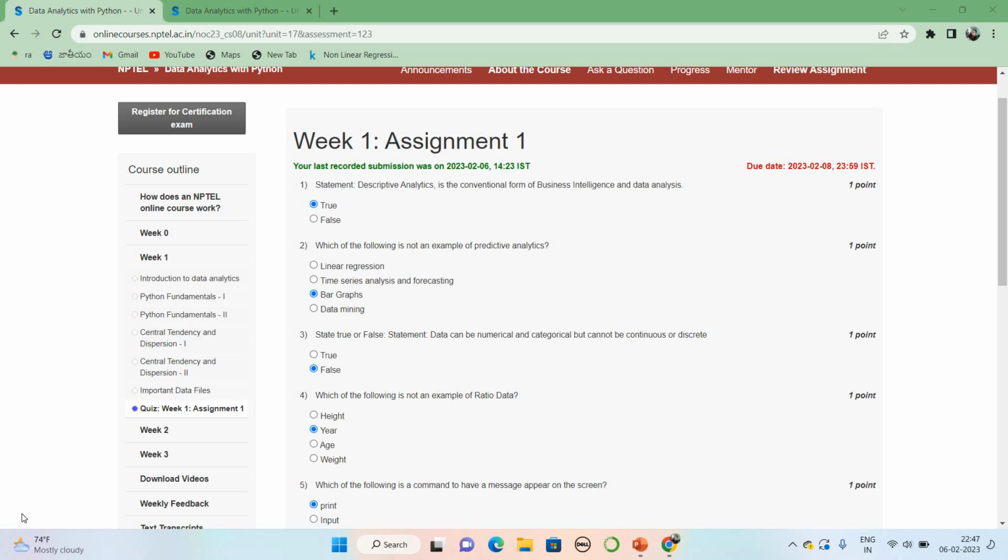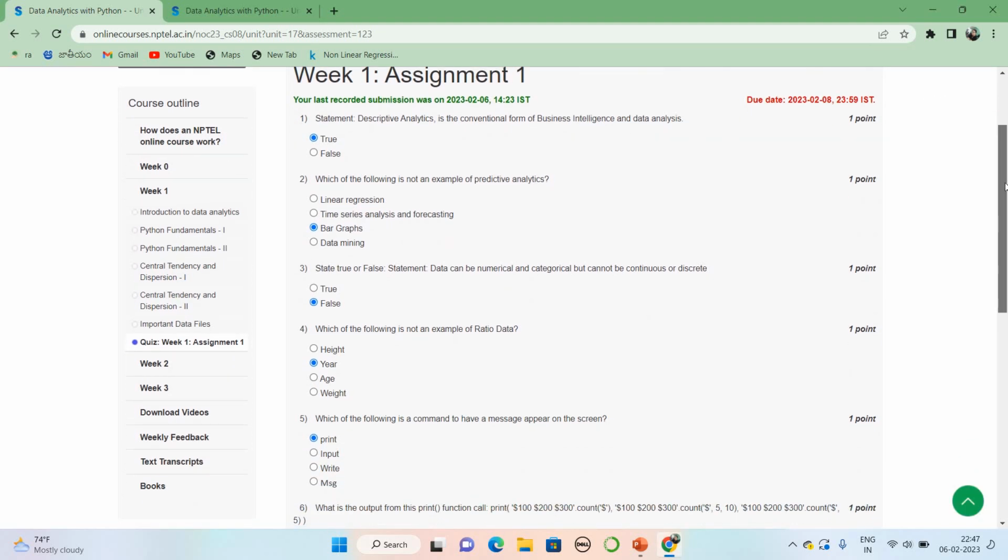In today's session, I would like to give the answers and solutions for assignment 1 for the Data Analytics and Python course of NPTEL Swayam. This is the very first assignment actually. The last date given here is February 2nd, and today it is February 6th. These are the answers as per my knowledge. So, let us see the answers first.